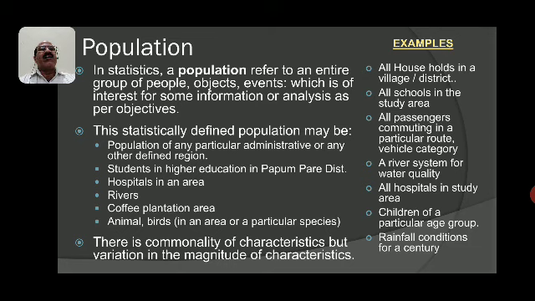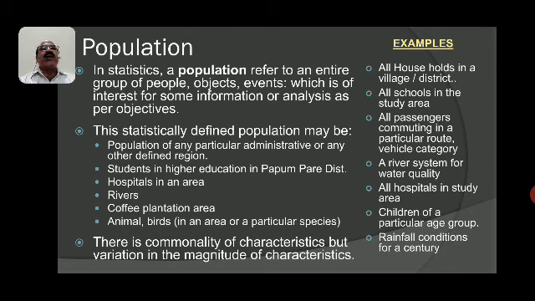Then this statistically defined population may be a population of any particular administrative or other defined region, say population or the households or the districts of Arunachal Pradesh, or for the northeast, say Kachar Hills, or say the Brahmaputra Valley. Likewise, you can define as per your objective.